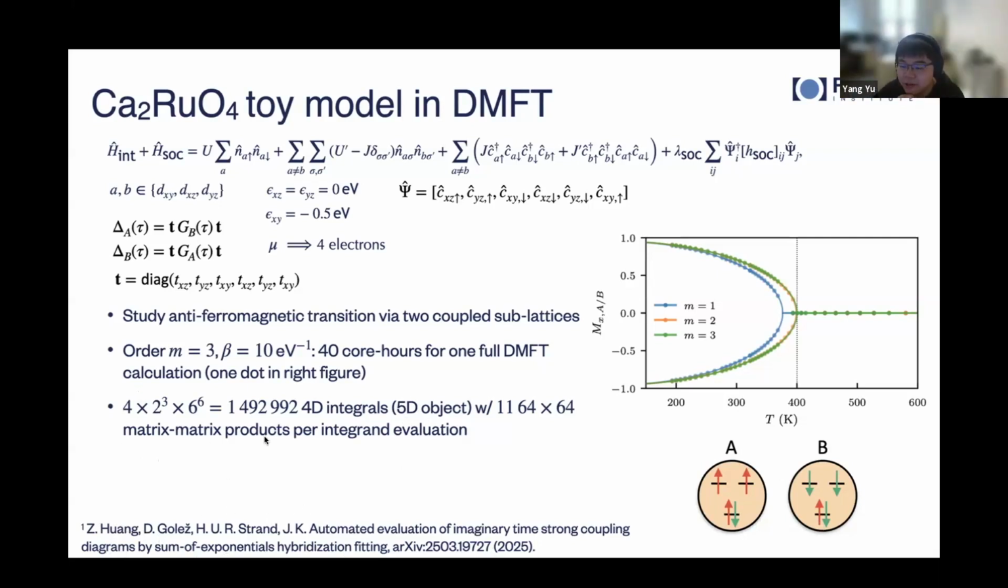Thank you for the nice talk. May I ask a quick question? So, when you discretize the pseudo-particle self-energy with DLR grid, do you know how to choose the energy cutoff?